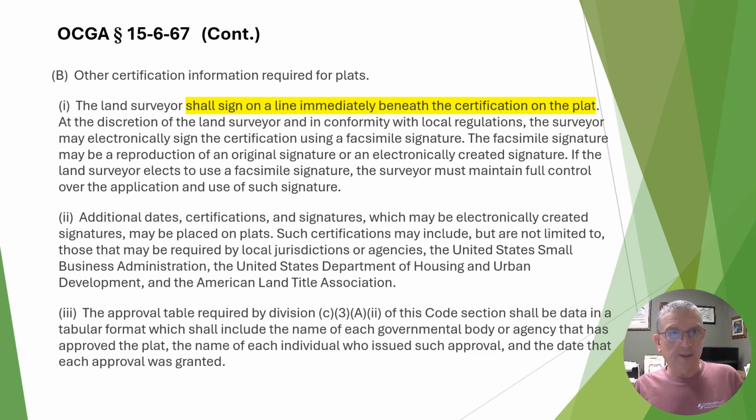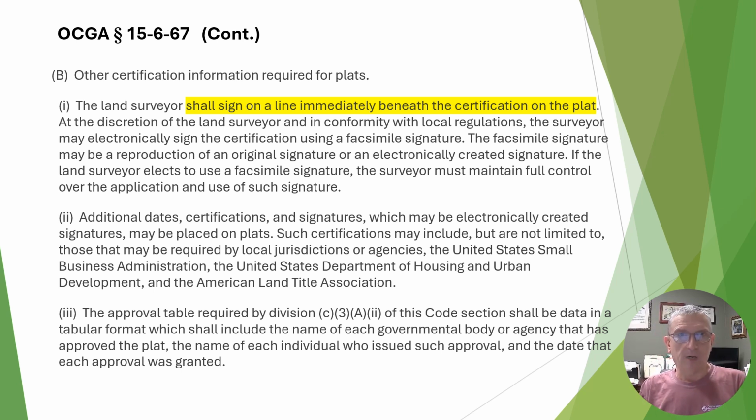Other information. Section B of the law says, and this is important, the surveyor shall sign on a line immediately beneath the certification on the plat. So you've got these certificates, 1, 2, 3, or 4, and then right below that is the line that the surveyor has to sign on. If you sign across the seal, there's nothing that says you can't, but that's kind of dumb now. You still have to sign it on the line. So why sign it both? I do see people do that, and it strikes me as odd.